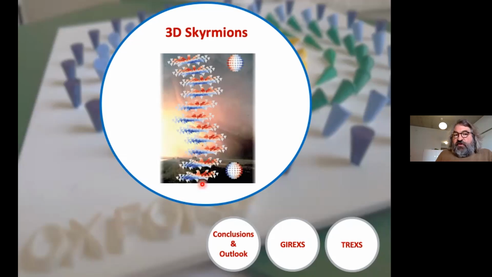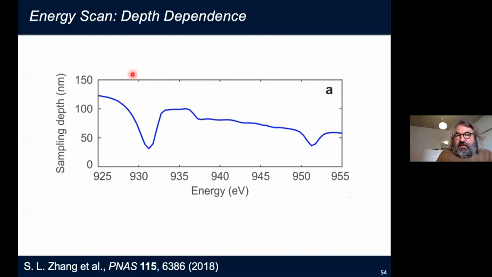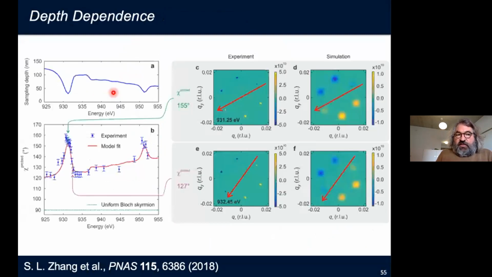Okay, so now we're going to show you what we can do in terms of a sort of tomographic mapping of skyrmions, so the 3D structure of skyrmions. What's behind it is that, in fact, the sampling depth is a strong function of the energy across the L2, L3 absorption edge in transition metals. So we can go from about 30 nanometers on edge to closer to 130 nanometers if we are off edge, and we still get a decent diffraction signal.